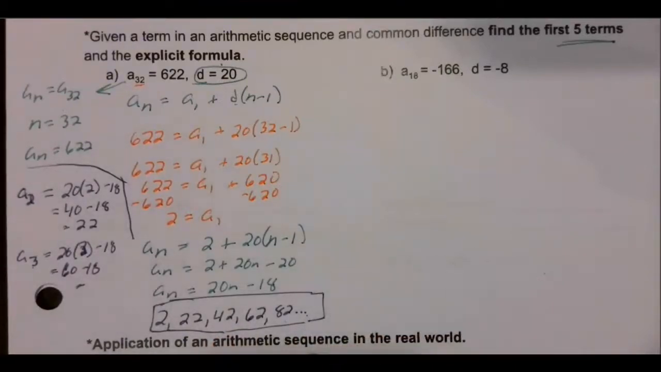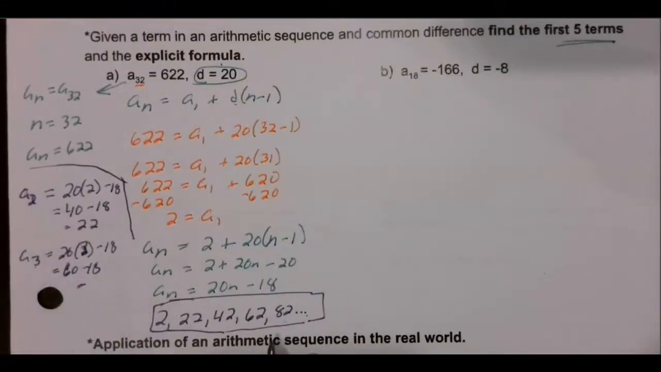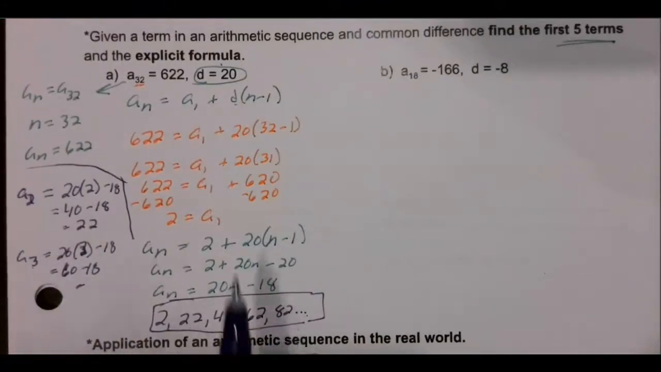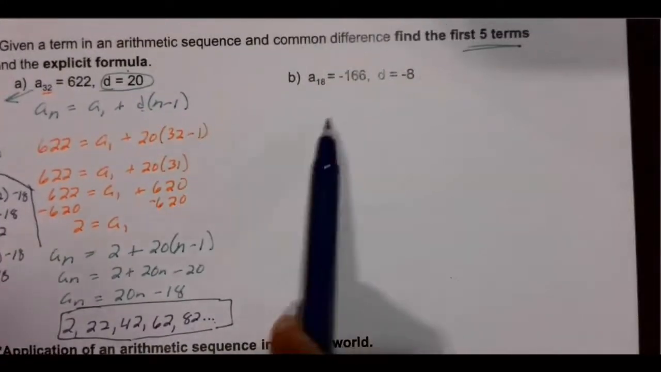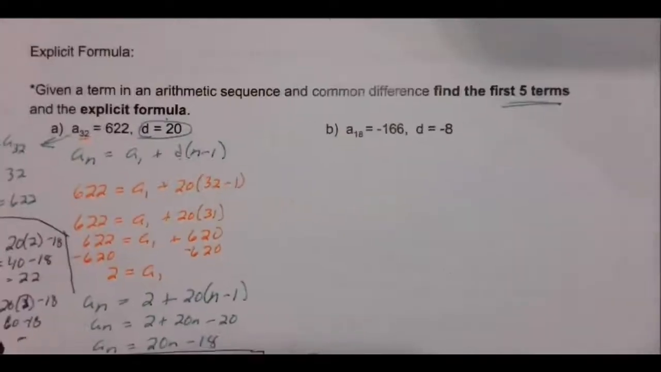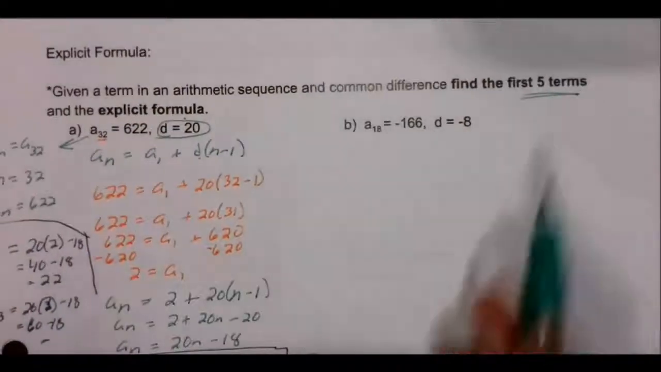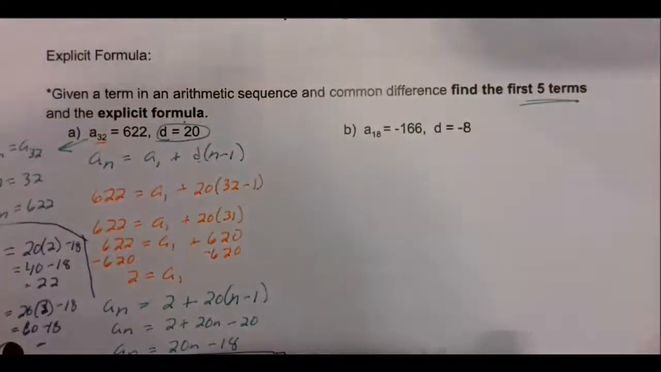So it's kind of like you're using both. You could go all the way through and use explicit to find all 5 of them, or you could go, hey, wait, it's going to be a difference of 20 every time, so I'm just going to do it that way. So on B, what I would recommend is try this one on your own. Go through and find your explicit formula and then your first 5 terms. If you want to watch me do it, here we go.